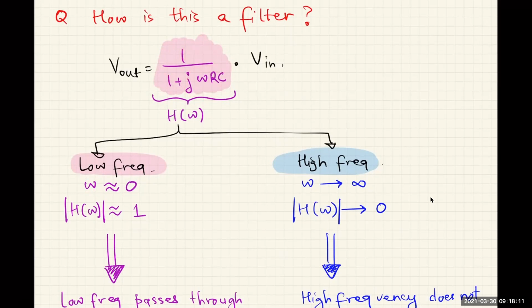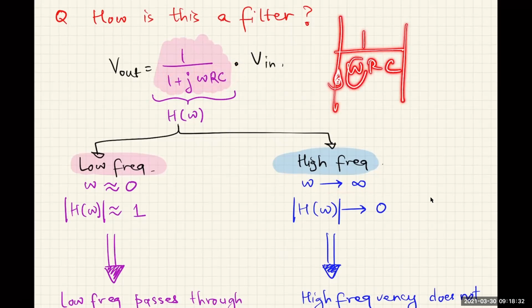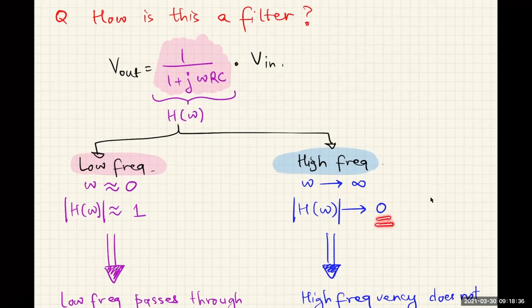But for high frequencies, if omega goes to larger and larger values, then this imaginary component becomes larger and larger, and this 1 is negligible. So what you're left with is 1 over j omega RC. If you take the magnitude, you're left with 1 over 1 plus omega RC. As you keep increasing omega, this factor becomes smaller and smaller and approaches 0.